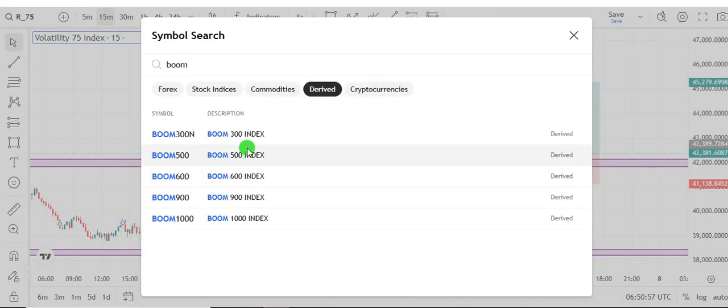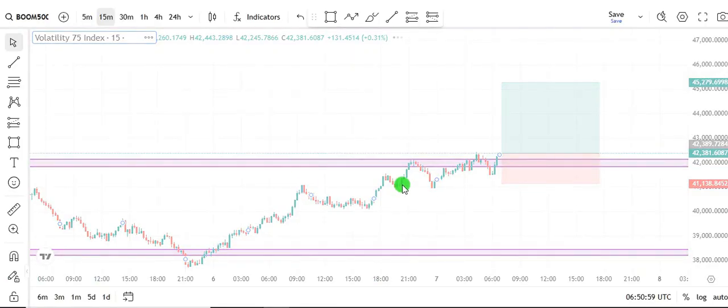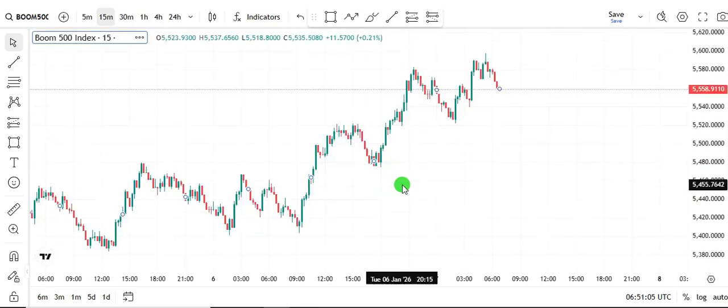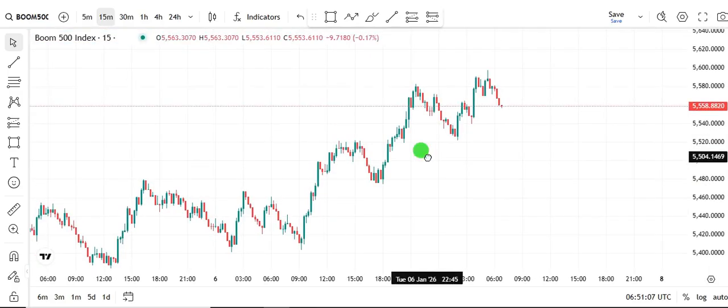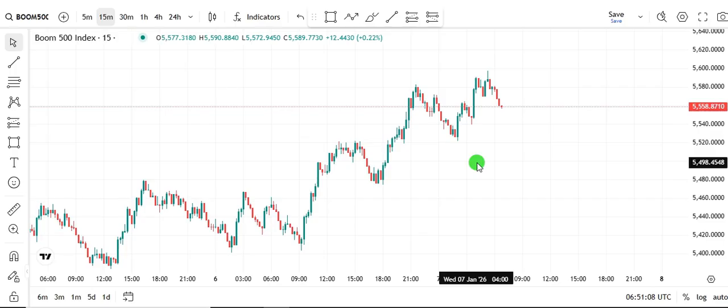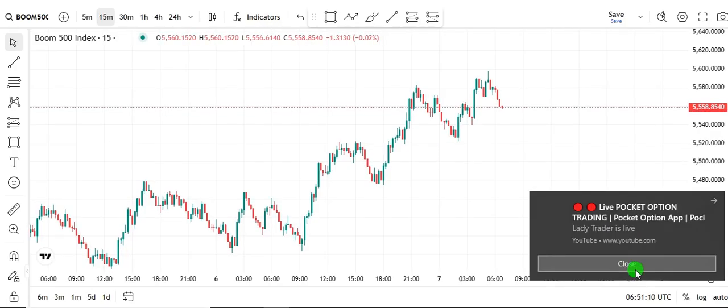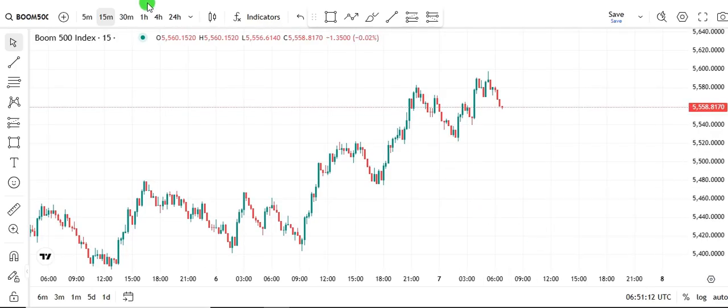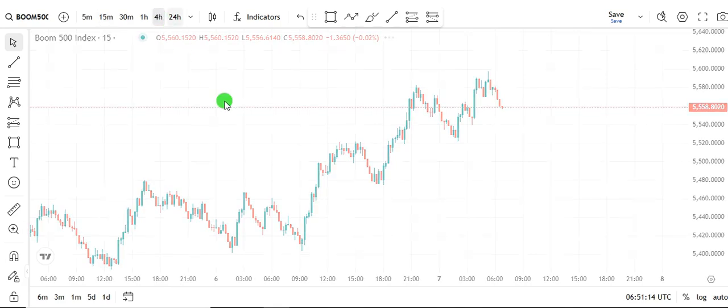Of course, we'll be starting with Boom 500. And just the way you can see, we have other assets, so it's not just limited to the ones I'm trading. You can check out your own analysis. If you're not comfortable with mine, you can choose other ones you feel comfortable with. So let's go to Boom 500 index.